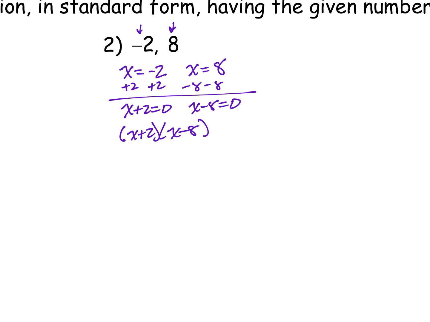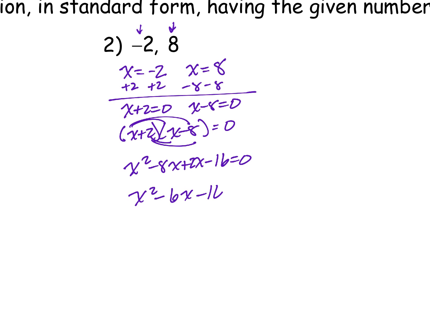Okay, and then I'm going to multiply this out, of course. So let's see, what do I get? I get x squared minus 8x plus 2x minus 16 equals 0. So x squared minus 6x minus 16 equals 0. Done. Now the next two, I'll pause there while everyone's writing this down. But the next one is a little harder, so I am going to actually write this one out a little bit.